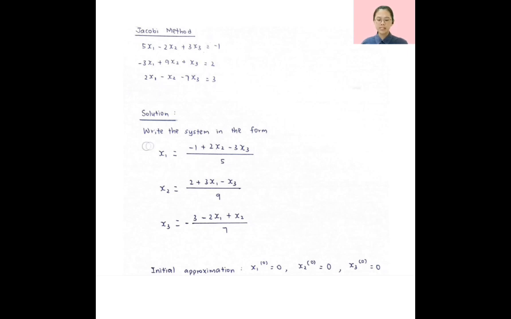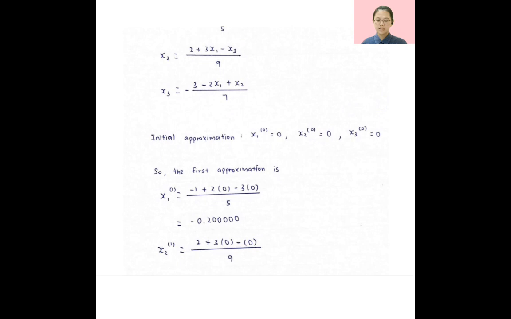Now I will present how to solve these questions by using the Jacobi method. Firstly, write the system in the form x1 equal to minus 1 plus 2x2 minus 3x3 over 5, x2 equal to 2 plus 3x1 minus x3 over 9, x3 equal to negative 3 minus 2x1 plus x2 over 7.